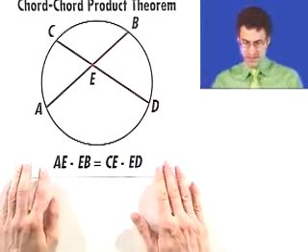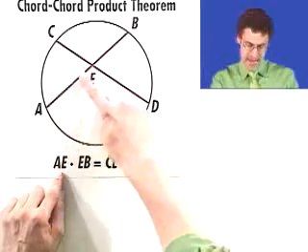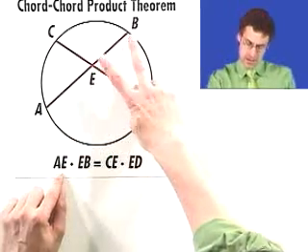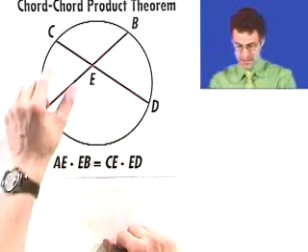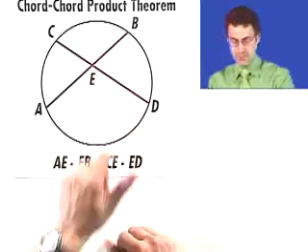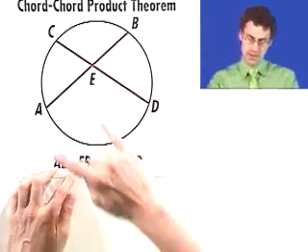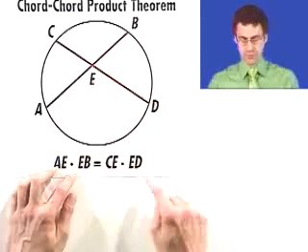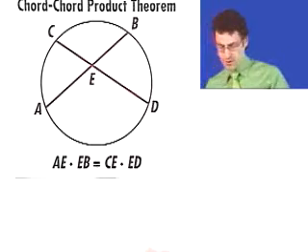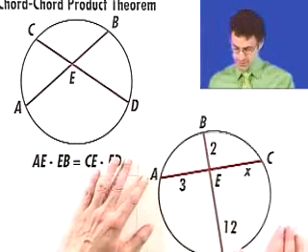And what this theorem basically tells us is that if we take the length of AE and multiply it by the length of EB, then what we get is the same thing as taking the length of CE and multiplying it by the length of ED. So basically, visually, if you have two chords that cross inside the circle, this length times that length will equal this length times that length. Again, a beautiful property due to the beauty of the symmetry of the circle.